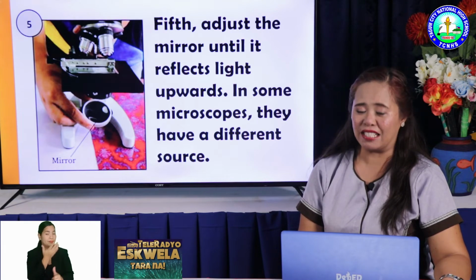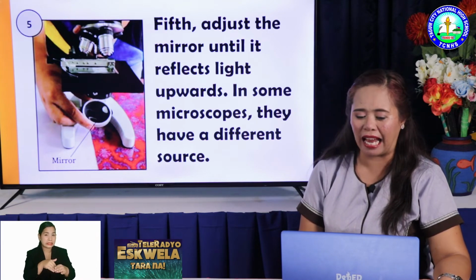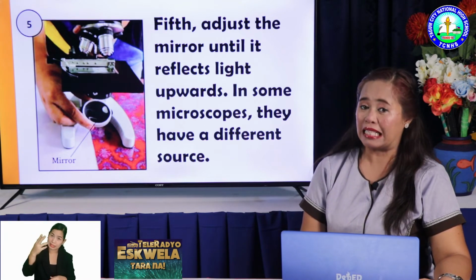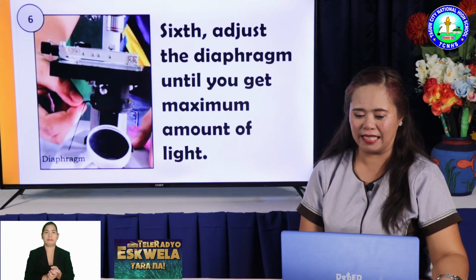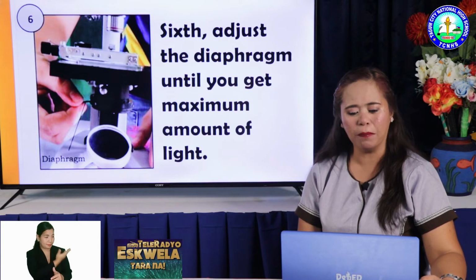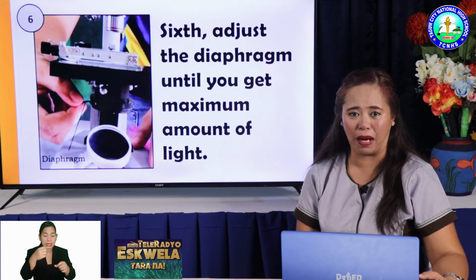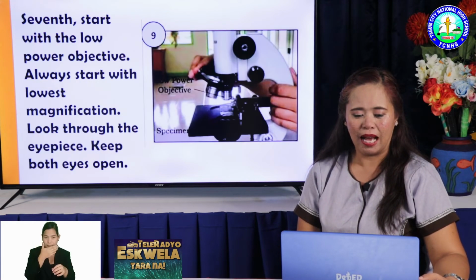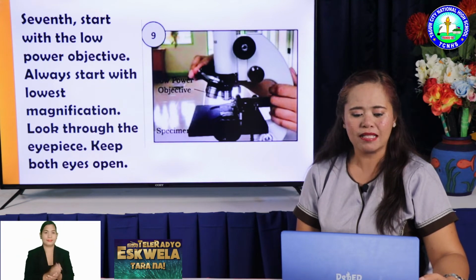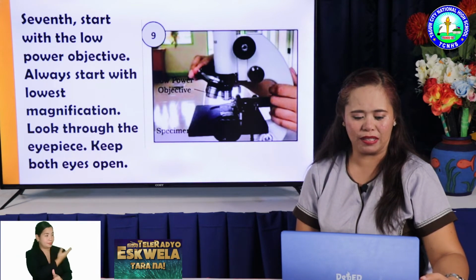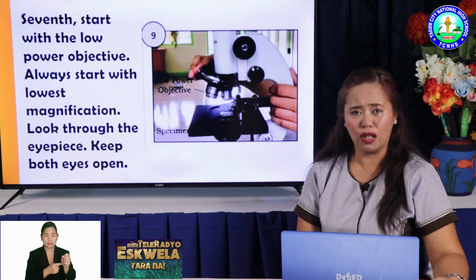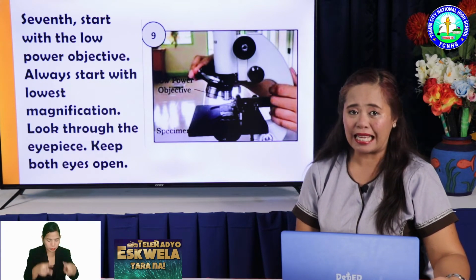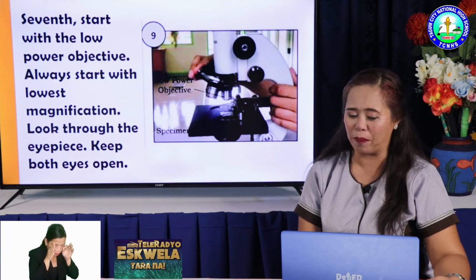Fifth, adjust the mirror until it reflects light upwards. In some microscopes, they have a different source. Sixth, adjust the diaphragm until you get maximum amount of light. Seventh, start with the low power objective. Always start with the lowest magnification. Look through the eyepiece. Keep both eyes open.